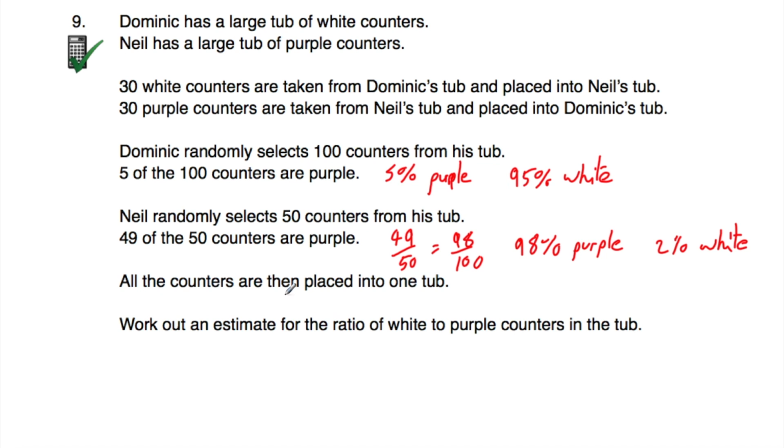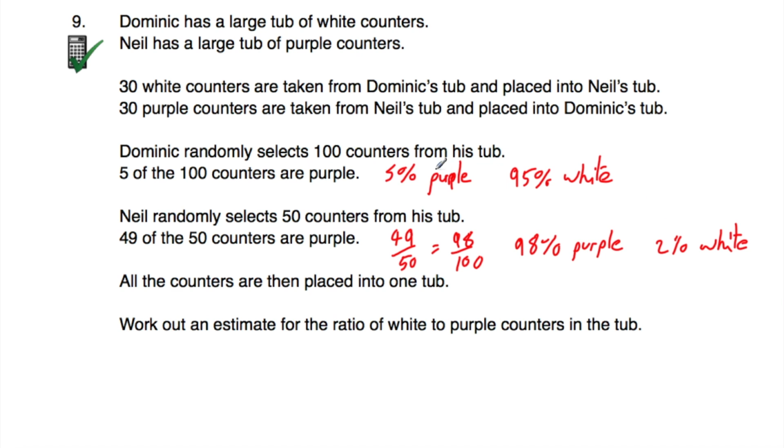And then we're told that all the counters are placed in one tub. Work out the estimate for the ratio of white counters to purple counters in the tub. We'll come back to those bits in a minute. Let's focus on each person's tub to begin with, because we know roughly the percentage of each colour in each one. So for Dominic, it's 5% purple and 95% white. And for Neil, it's 98% purple and 2% white.